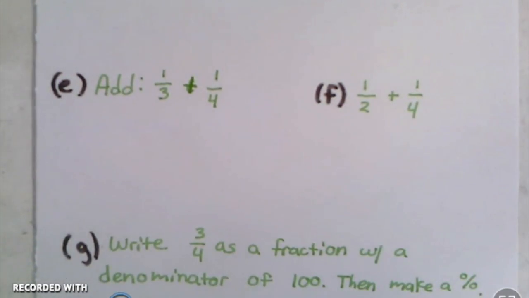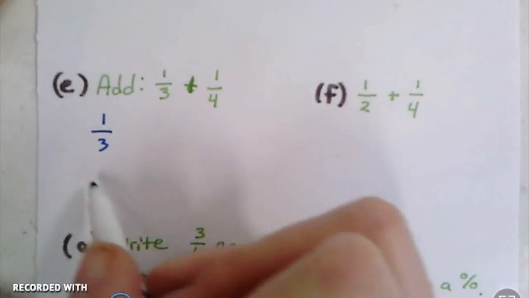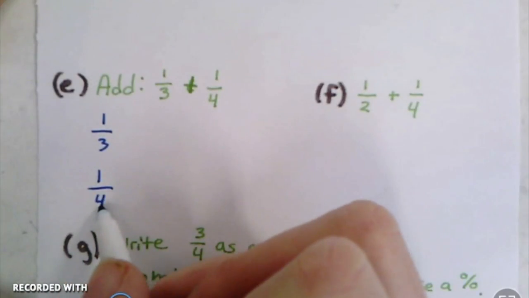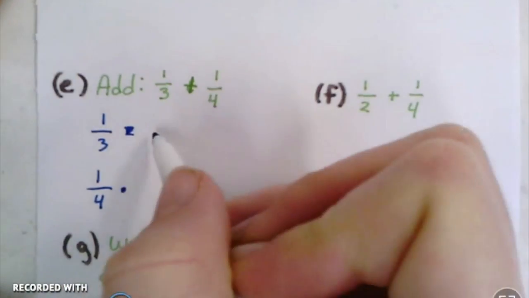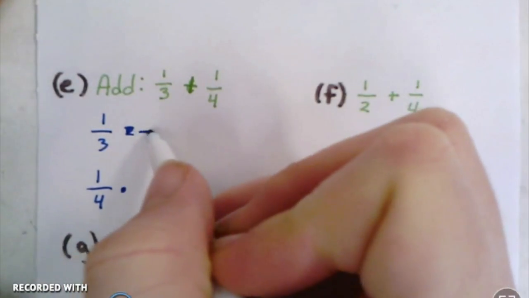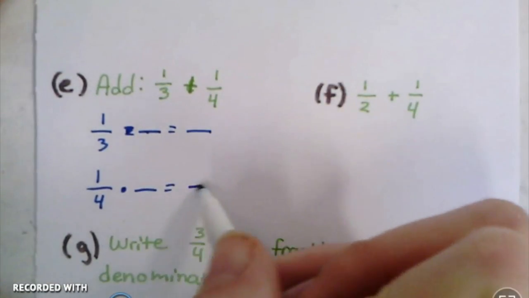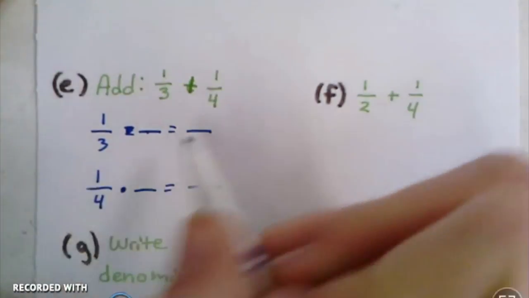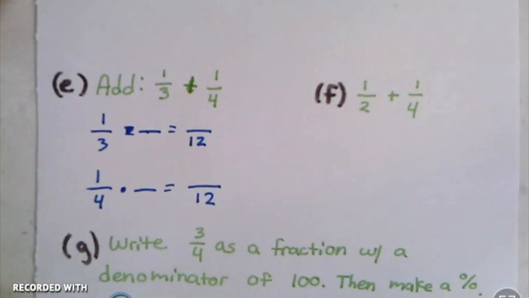The next question says add 1/3 and 1/4. Now remember, in order to add fractions, their denominators have to be the same. So what I'm going to have to do is make these both into fractions that have the same denominator. And I'm going to pick a common denominator of 12. I'm just telling you what that is for now. The next lesson will show you how to figure that out.